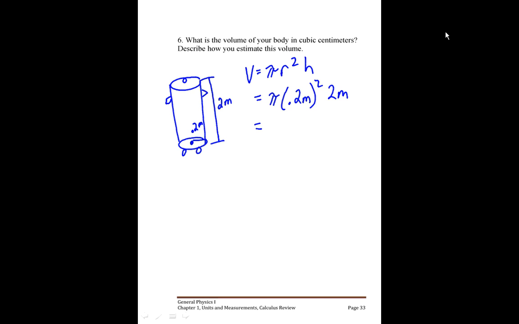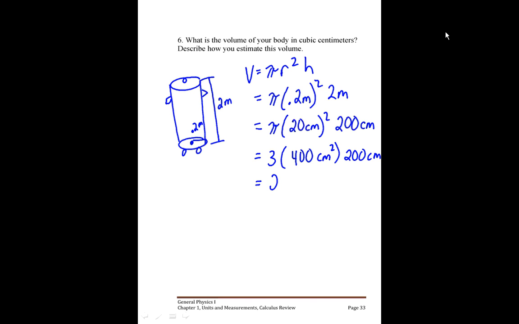I want to convert these actually. So I'm going to go ahead and convert these to centimeters right now. So 0.2 meters is 20 centimeters squared, and 2 meters is 200 centimeters. And so that gives me my volume in cubic centimeters. I'm just going to estimate pi as 3 times 400 centimeters squared. That's 20 times 20 times 200 centimeters. And I estimate the volume of my body at about 240,000 cubic centimeters.